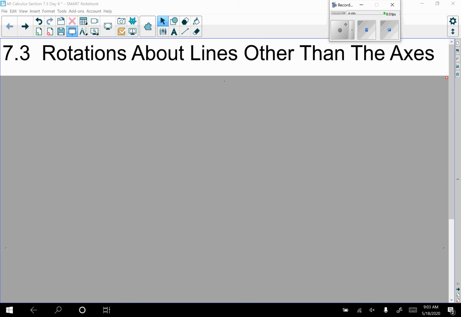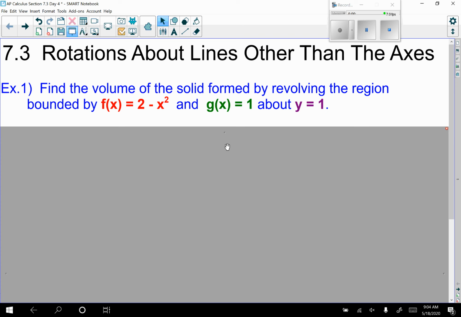So this lesson is going to be very similar to the ones that we just started, except instead of revolving around the x or y axes, we are revolving around another horizontal or vertical line. So our examples are now going to look like this. We want to find the volume still of the solid formed by revolving the region bounded by f of x equals 2 minus x squared and g of x equals 1 about y equals 1.